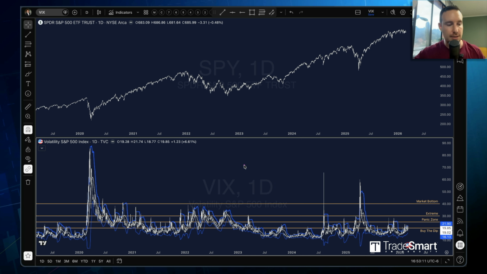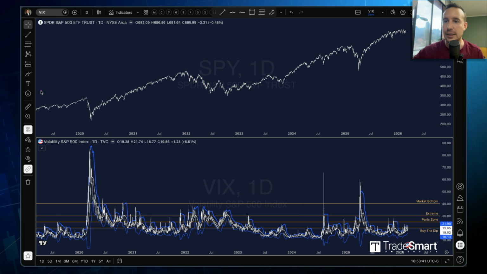So what is the VIX? For those of you that don't know, the VIX is the Volatility Index of the S&P 500. What this means is that it is measuring 30-day forward implied volatility on the S&P 500 based on the SPX index options. What you'll notice is that the VIX tends to be inversely correlated to the market.